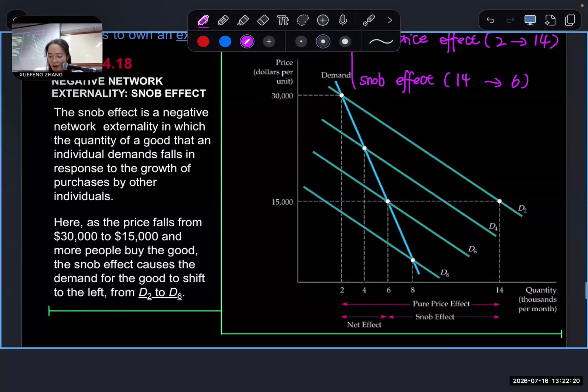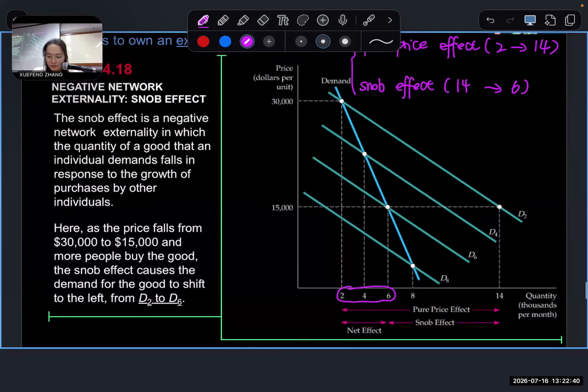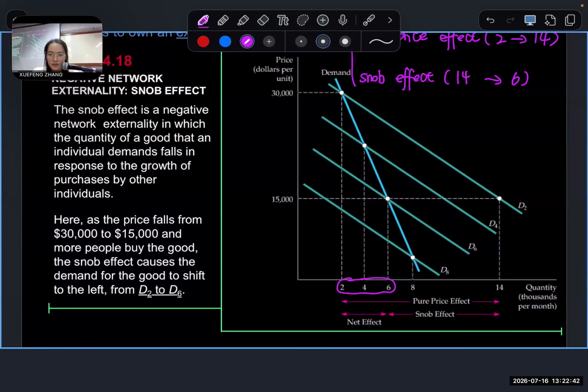That's why we have our net effect, which is from 2 to 6 units. The idea is that the snob effect cancels some of the price effect. That's why the net effect is smaller than the pure price effect. So you see here, the final demand for the snob effect, the demand curve is steeper, right? This one is steeper.